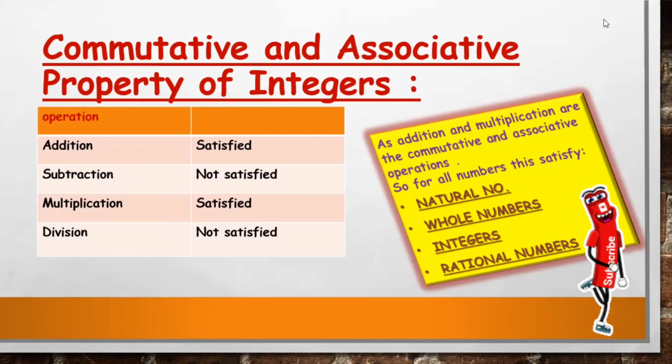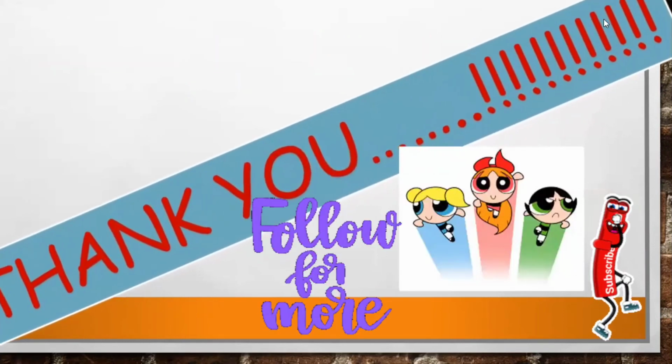So this is how we have covered part 2 of our integers properties, that is the commutative and associative property.